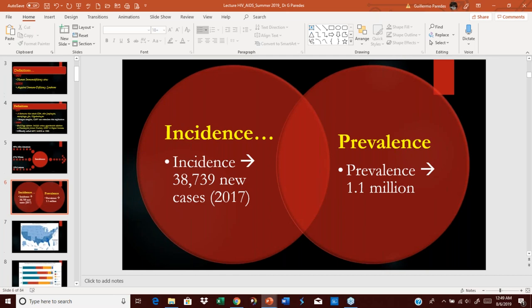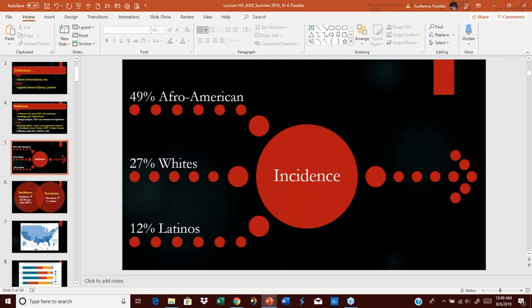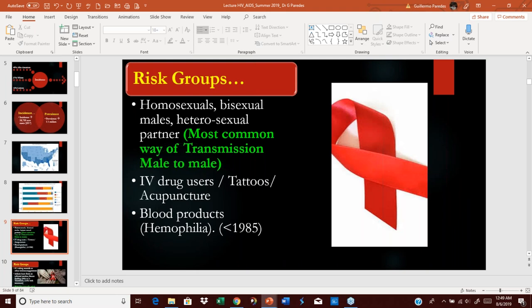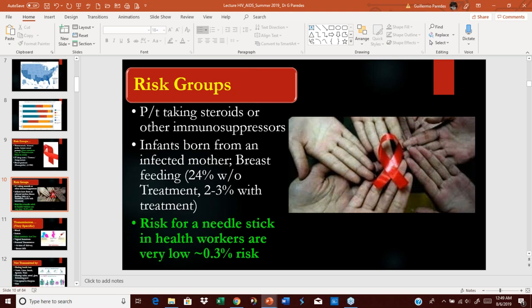All right, so the most common is going to be in the African American population. Especially, it is most commonly transmitted man to man, and the most common habit is anal sex. Even if the person uses condoms, there is a high risk. It is a high risk overall, because it is just going to pass the virus.